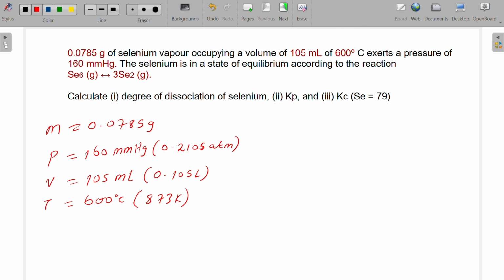Then we have a volume of 0.105 liters. When you convert from mL to liters, you basically divide by 1,000. So when you do that, you're going to get that value. Then converting temperature from degrees Celsius to Kelvin, you just add 273. So that's what we have done there. And we got 873. So now that we have our data in the correct units, we can proceed.